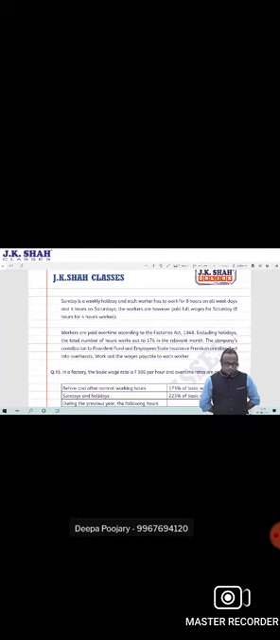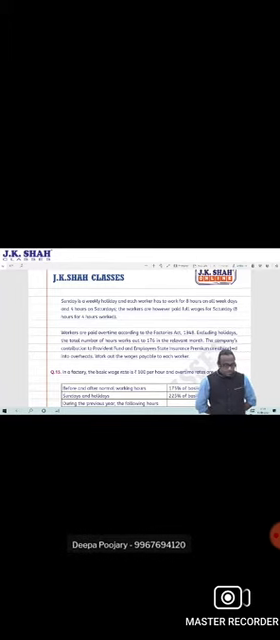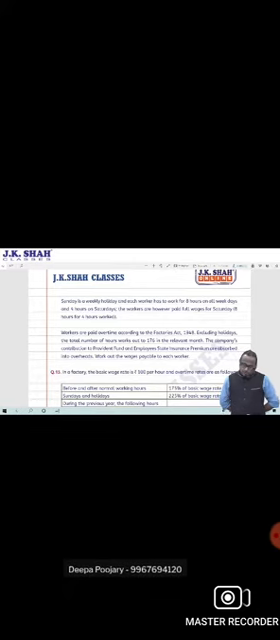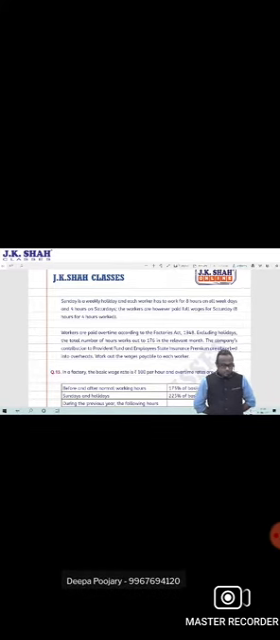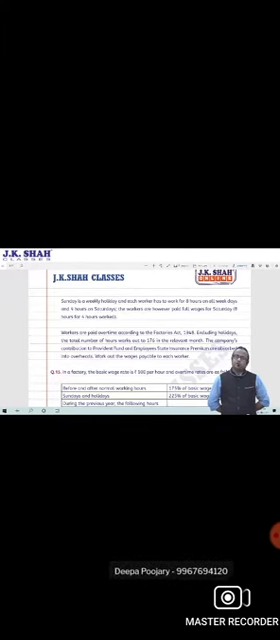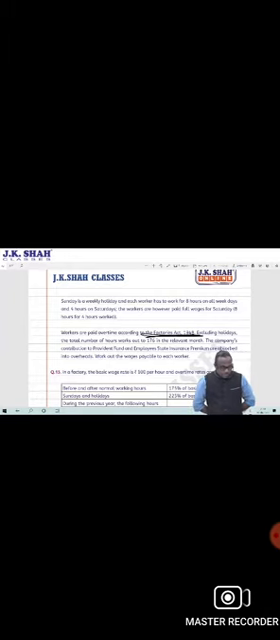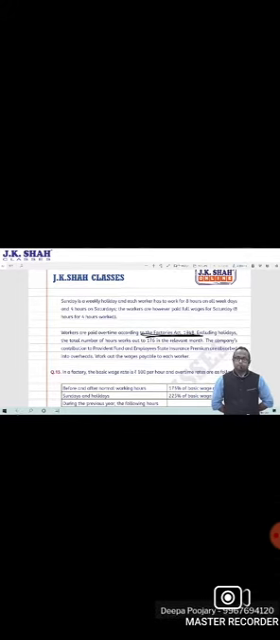Each worker has to work for 8 hours on all weekdays and 4 hours on Saturday. The workers are, however, paid full for Saturday. So even if you are working for 4 hours, you will be getting payment of 8 hours. That's fine. Workers are paid overtime according to the Factories Act. Excluding holidays, total number of hours work out to 176 in the relevant month. The company's contribution to Provident Fund and ESI is absorbed into overheads. Work out wages payable to each worker. Great.